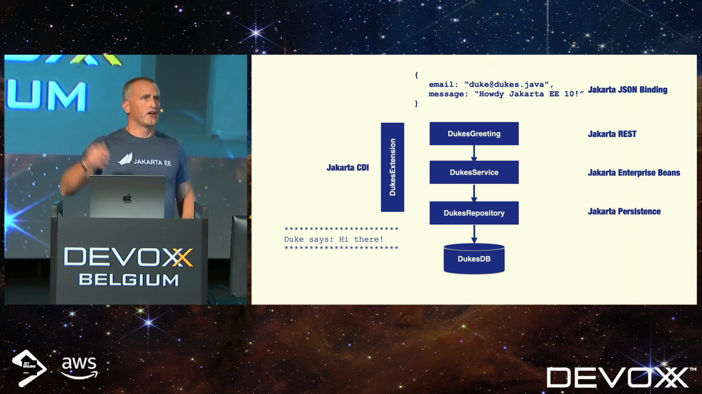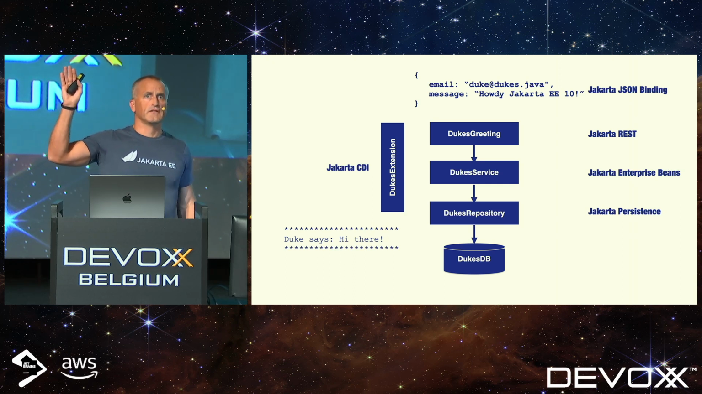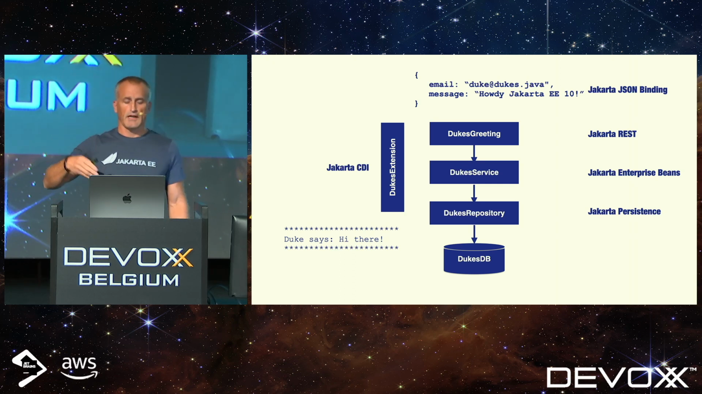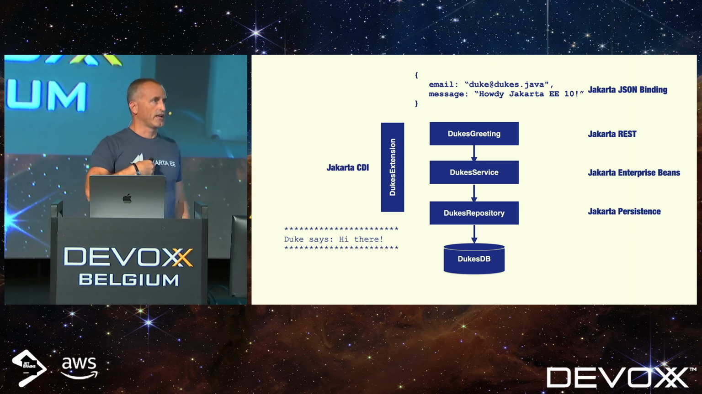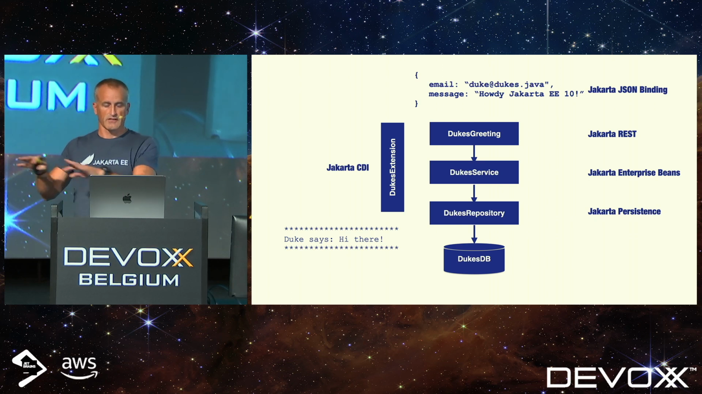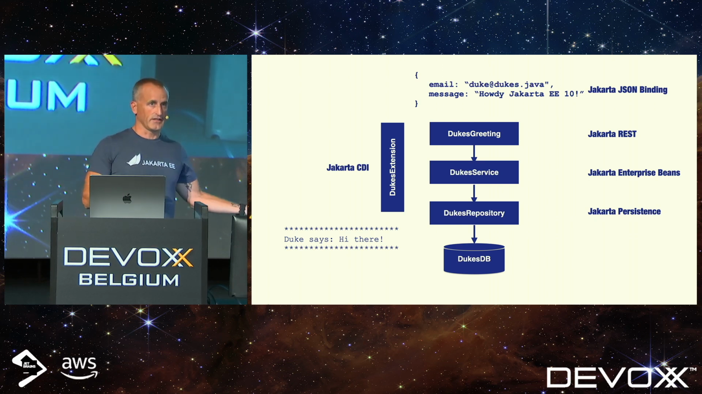And how many architects are here? A couple, yeah. And you know, when an architect creates a Hello World application, you just don't write System.out.println Hello World. You create a multi-tiered application with a database.